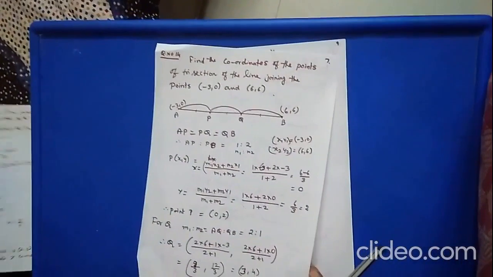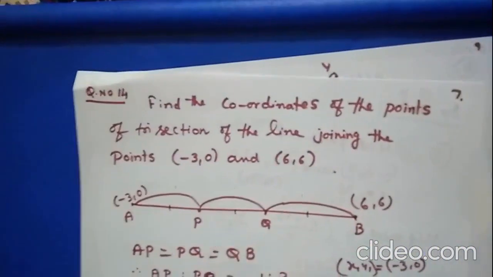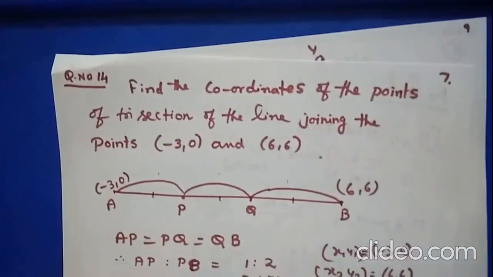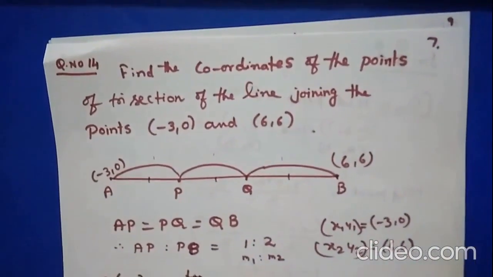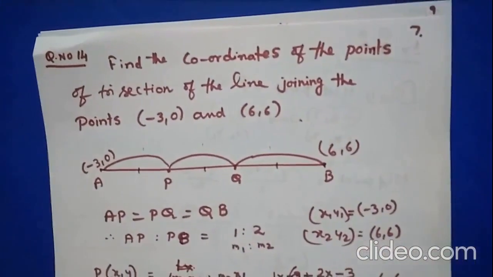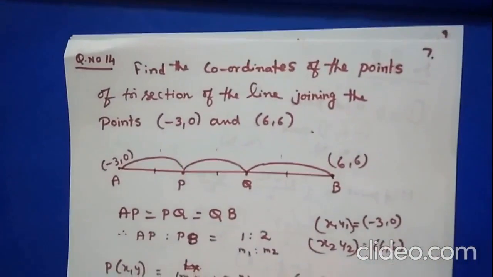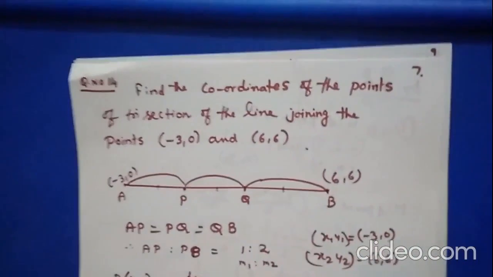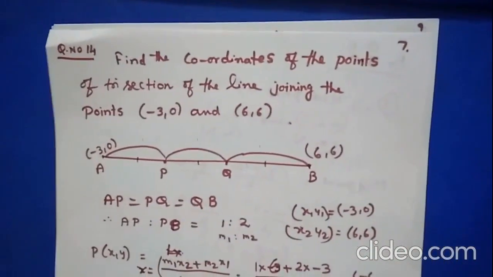Now come to the next one. Question number 14. Now I am going to explain. Find the coordinates of the points of trisection of the line joining the points (-3, 0) and (6, 6). What is trisection? It divides the line by the 2 points P and Q. Therefore, AP ratio PQ ratio QB is equal to 1 ratio 1 ratio 1.